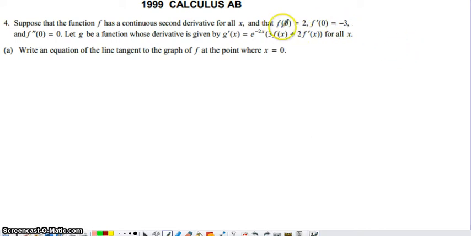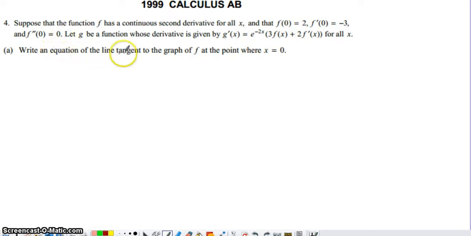Well, one value of the function, f of 0 equals 2, a value of the function's derivative, f prime of 0 is negative 3, and a value of the function's second derivative, the second derivative at 0 equals 0. And then they talk about this second function, g, and the derivative of g is given by this, and g depends on f, and its derivative depends on f prime. So we're going to need this a little bit later on. We don't need it in part A. Part A should be pretty easy.